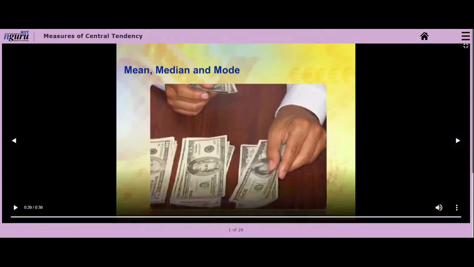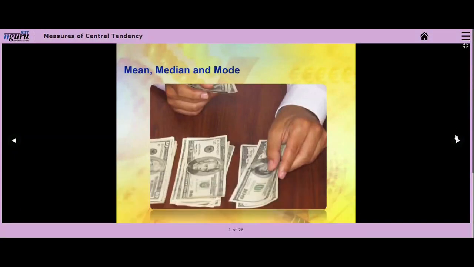What is the difference between average and mean? Ma'am, both are the same. Correct.